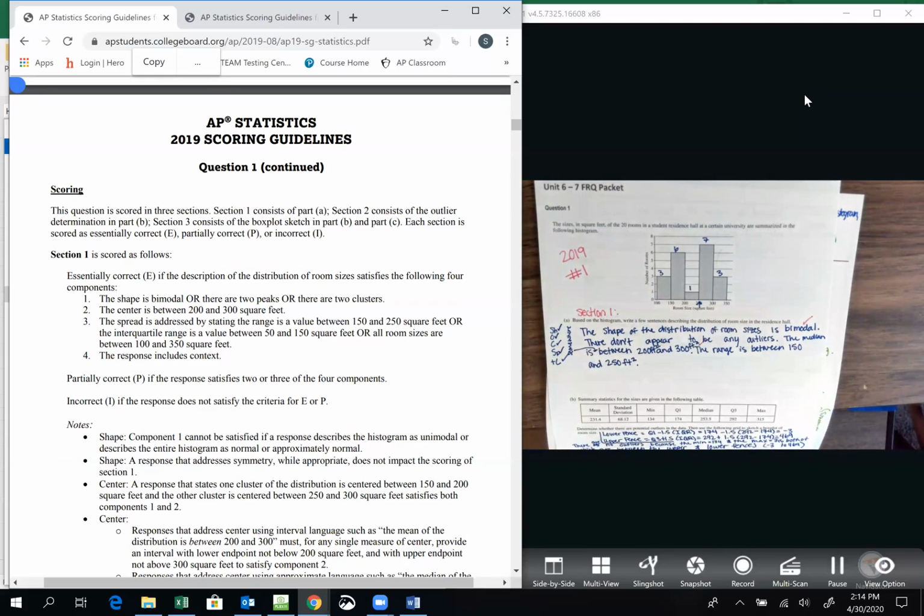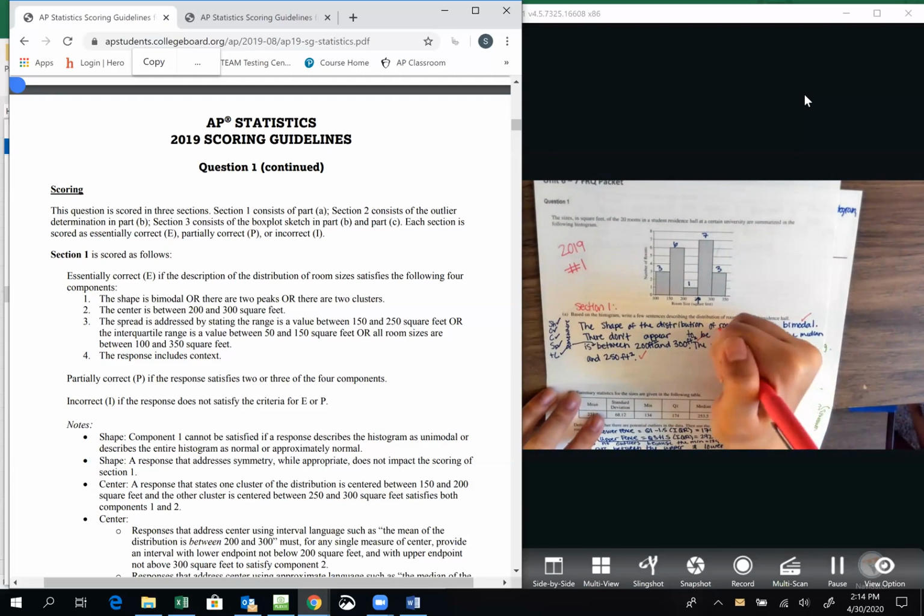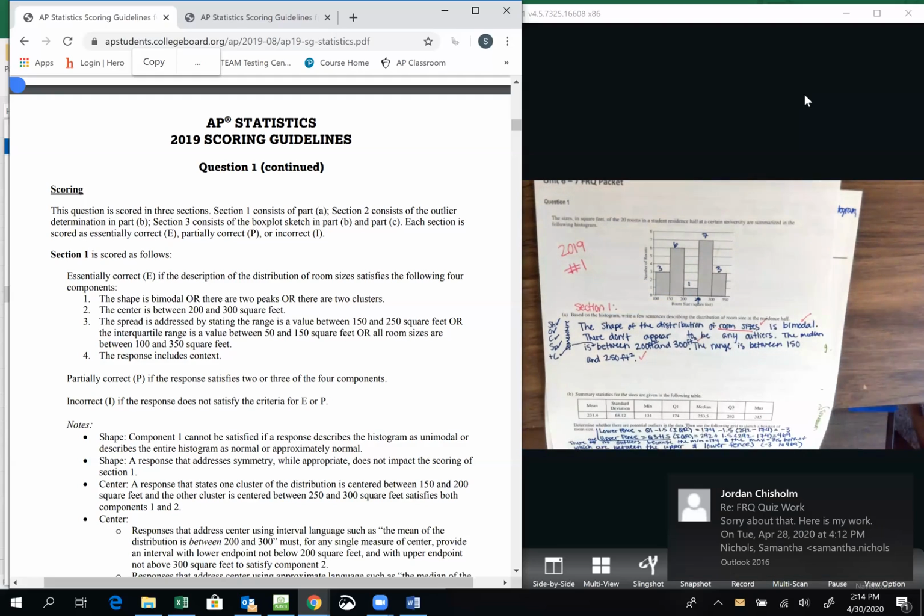The spread is addressed by stating that the range is a value between 150 and 250, or the interquartile range is between 50 and 150, or all room sizes are between 100 and 350. Okay. I have the range between 150 and 250. The response includes context, the distribution of room sizes. I also included units.